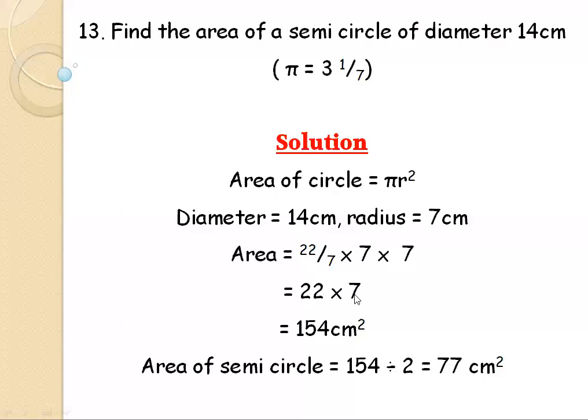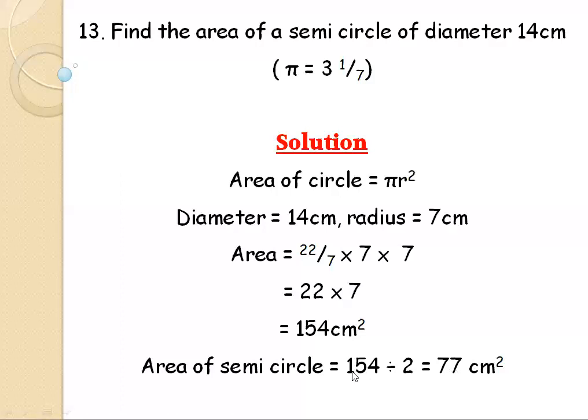How did we do that? 7 times 2 is 14. 4 carry 1. 7 times 2 is another 14 plus the one you carried, 15. So 154 centimeter square. Remember, your area will always be in square units, centimeter square. Now what we've done here is the area of a circle, but the question says area of a semicircle, which is half of a circle. So divide the area of a circle by 2 to get the area of a semicircle. So 154 divided by 2 will give me 77.